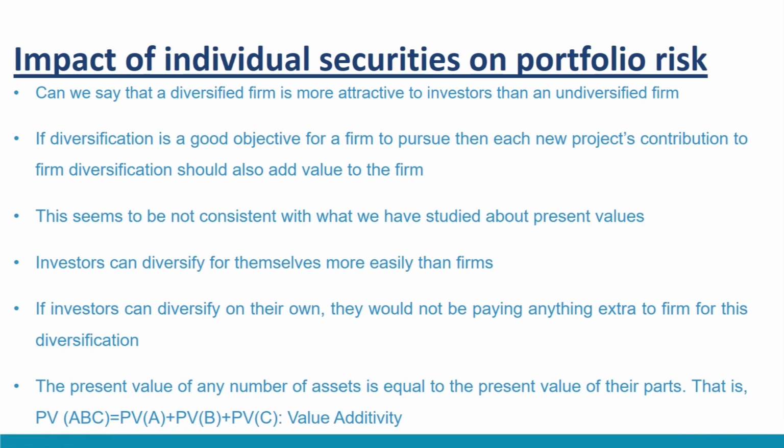Assuming that deep and liquid financial markets are available to them to choose securities from different industry sector and asset class groups. If this is the case, then the sum of different components, that is project assets, cash flow, present values, is the same whether considered separately or taken together as a unit, that is, present value of ABC equals present value of A plus present value of B plus present value of C separately.